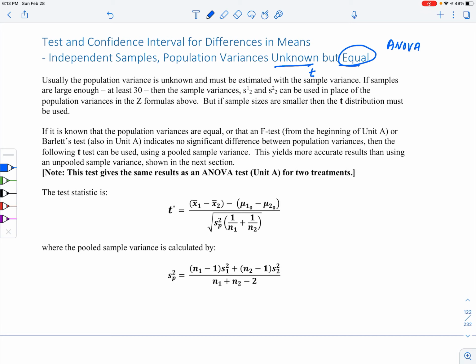So in an ANOVA, you would be doing this as that mu1 is equal to mu2 against the alternative that at least one differs, or in this case, of course, since you only have two, that they differ from each other. And if the variances are equal, then actually the results that you end up with from ANOVA are exactly the same as you get from a T. So why would you use an ANOVA over a T?